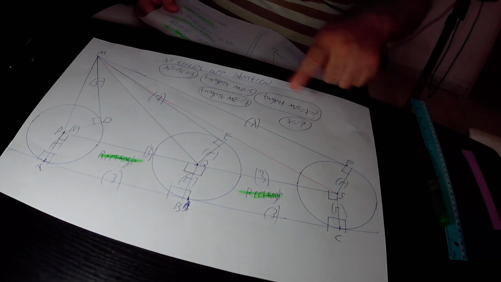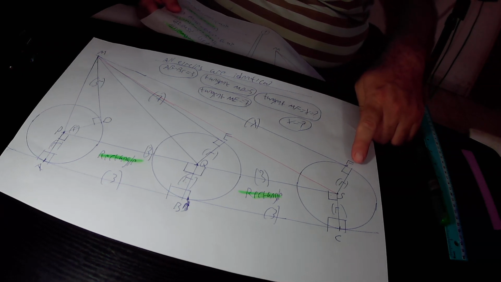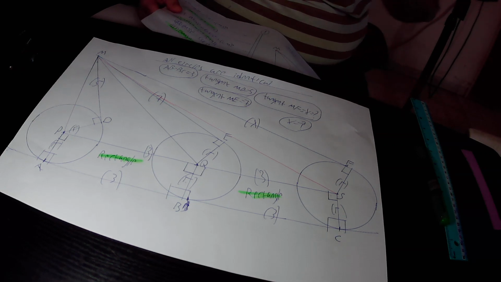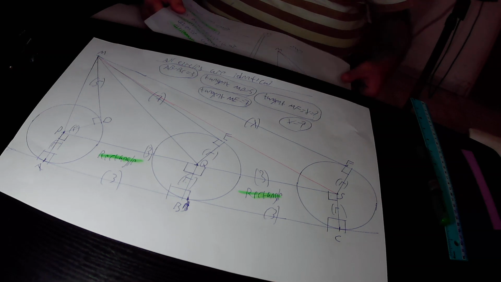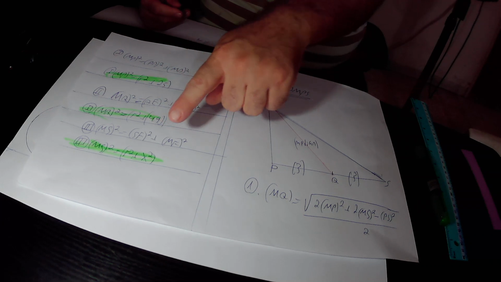MS is the missing side, so MS squared equals SF squared. SF is R, therefore SF squared is R squared plus MF squared. MF is X, therefore MF squared is X squared. So in total, according to equation 3, we find that MS squared equals R squared plus X squared.